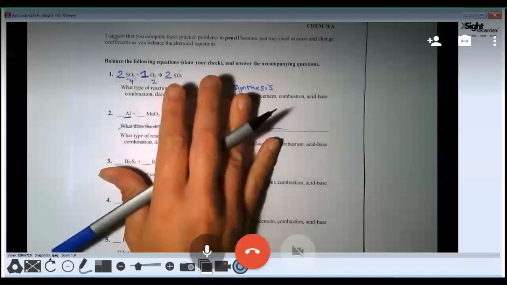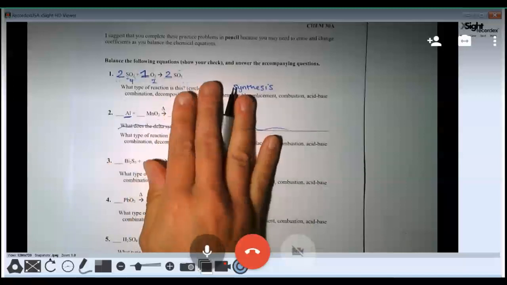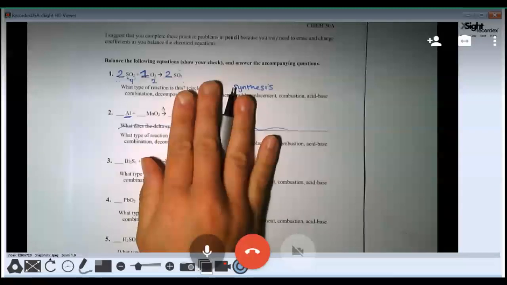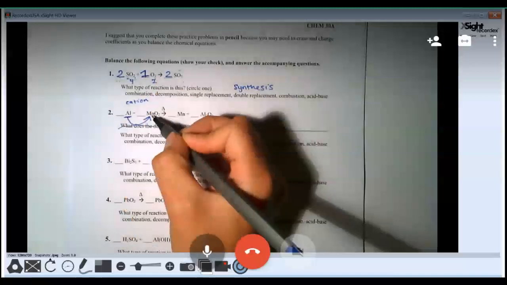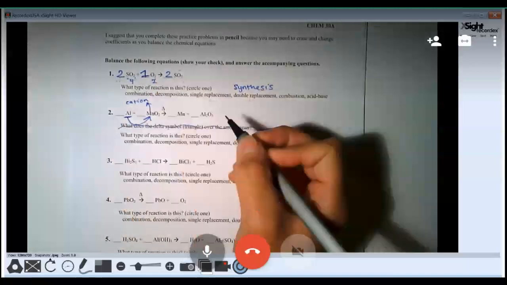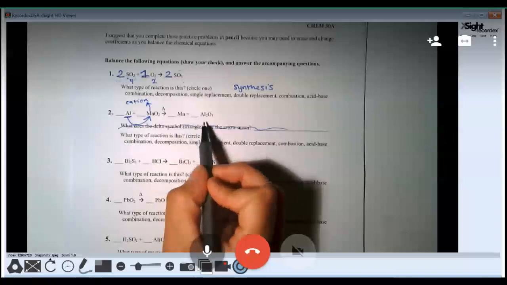And so just looking at these reactants here, what is aluminum going to replace? Yeah, it's going to replace manganese because aluminum is a cation. And cations can only replace other cations. So aluminum, as a cation, is going to replace the cation in our compound. It's going to replace manganese, kick manganese out. So manganese is out by itself now.